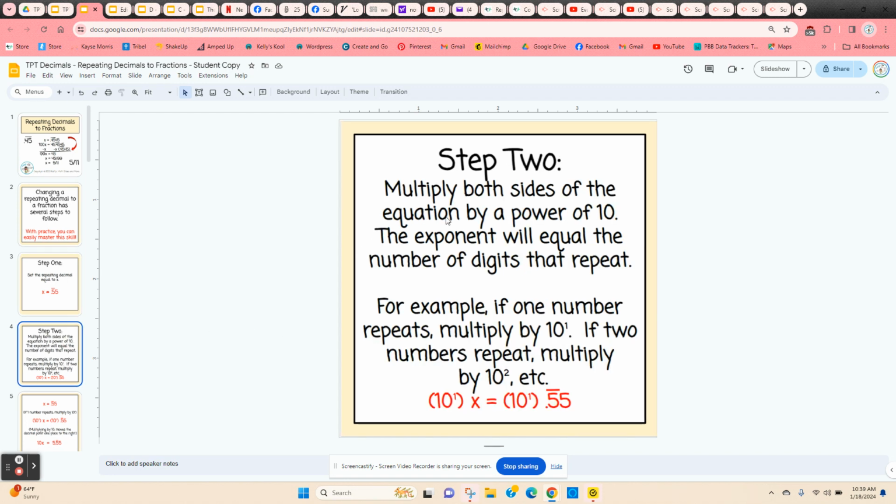Step 2, we're going to multiply both sides of the equation by a power of 10. So the exponent is going to equal the number of digits that repeat. So if one digit repeats, we're going to multiply both sides of the equation by 10 to the first power. If 2 digits repeat, we multiply times 10 to the second power, and so on.